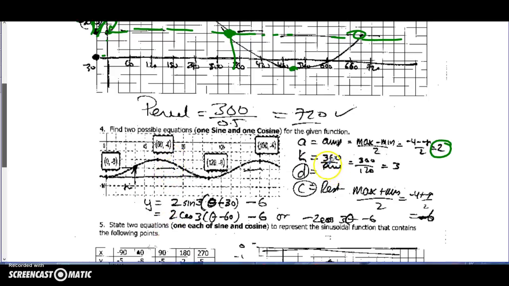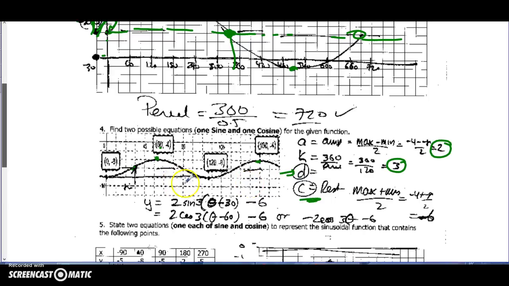K is 360 divided by the period. The period from start to finish is 120. So from here to here, it's really hard to see, but if you start at the top, for example, and end up at the top here, so if I go from here to here, I'm from 60 to 180. That's 120 long. So 360 divided by 120 is 3, so that's my K. My D depends, I'll get to it in a second.